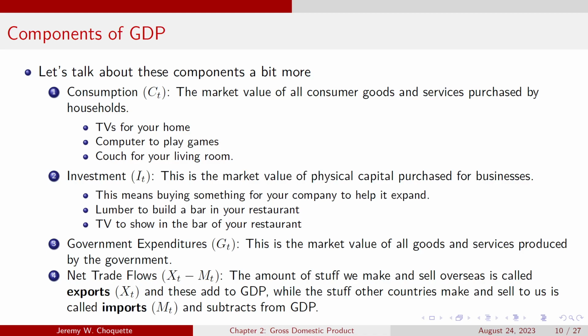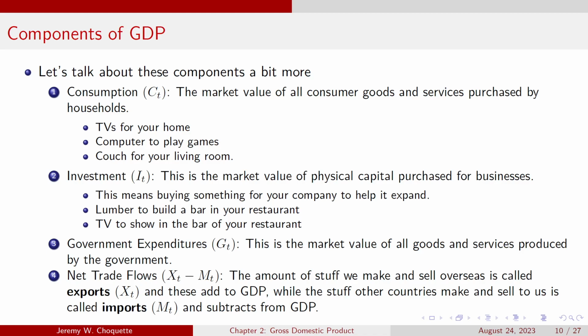Then we got net trade flows or net exports. Right? The amount of stuff that we make and then sell overseas is called exports, right? So if we make something in the US and we ship it over to the European Union and they buy it, we have now exported that stuff. Now that adds to GDP because we've produced it in the United States. It was sold outside of the United States, but it was still produced within the United States. So that's adding to GDP.